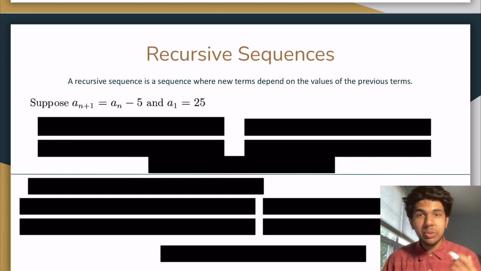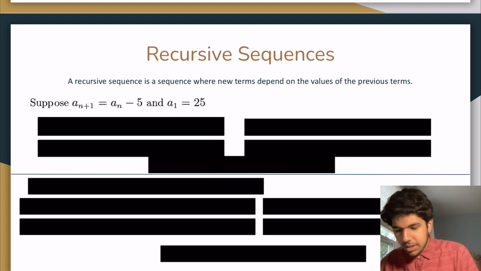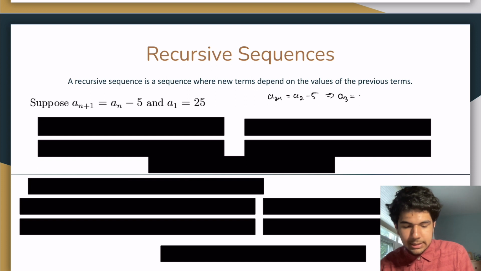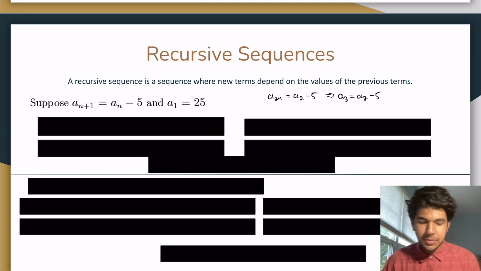So suppose we let n equal 2, because that's what we're after, a sub 2. If we let n equal 2, then we'll have a sub 2 plus 1 equals a sub 2 minus 5, or a sub 3 equals a sub 2 minus 5. But that doesn't tell us what a sub 2 is, because we don't know what a sub 3 is.